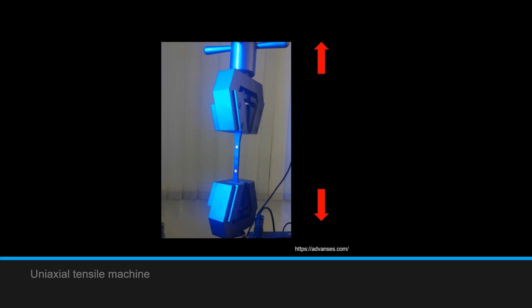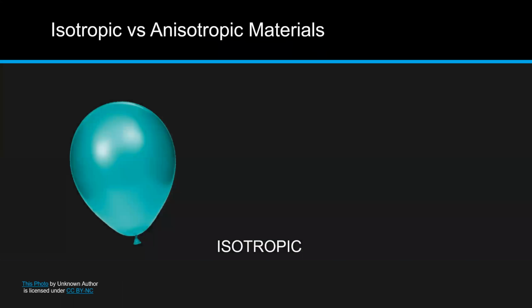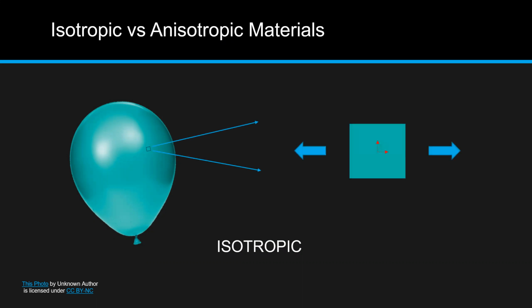But it is also important to understand the difference between isotropic and anisotropic materials. A balloon, for example, if I take a piece of it, I can stretch it one way. And because it is isotropic, having the same property in any direction, I can stretch it the other way and expect the material to stretch the same amount.